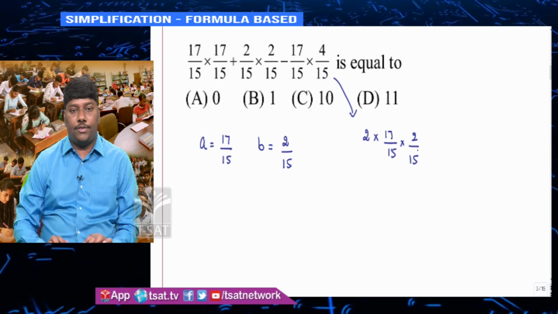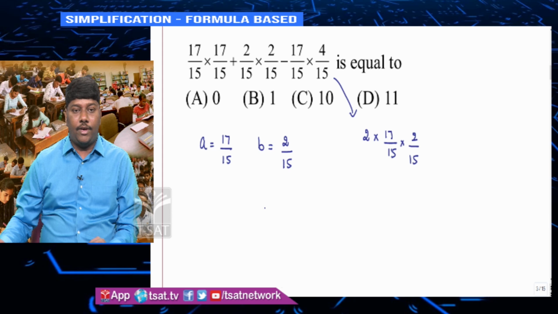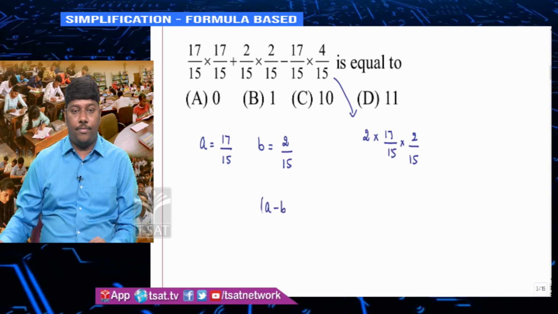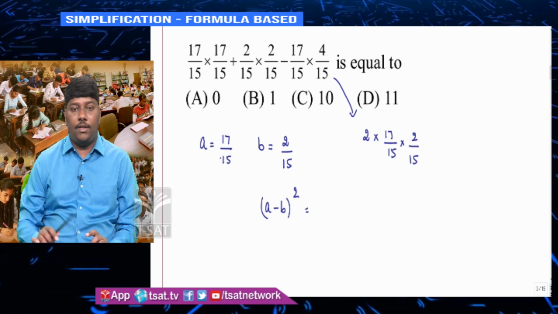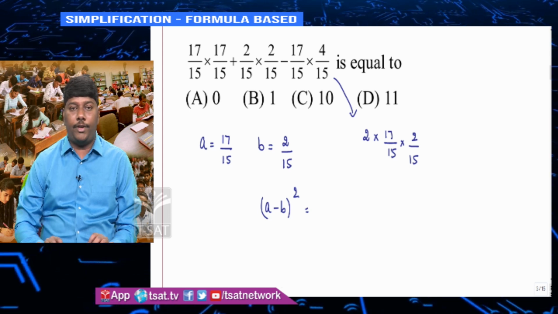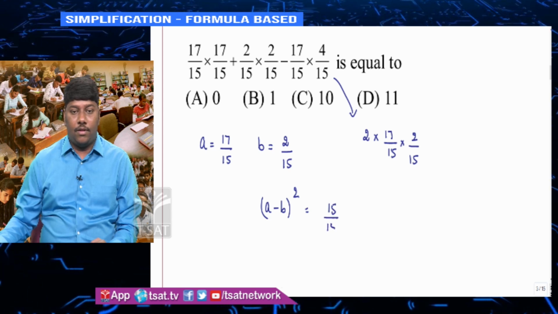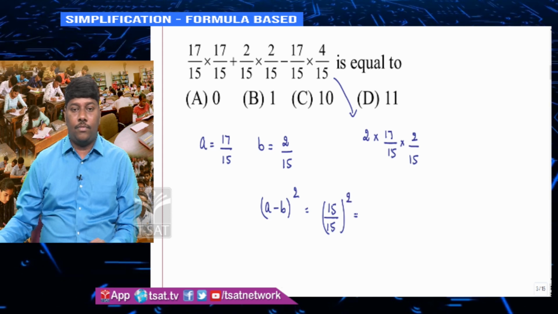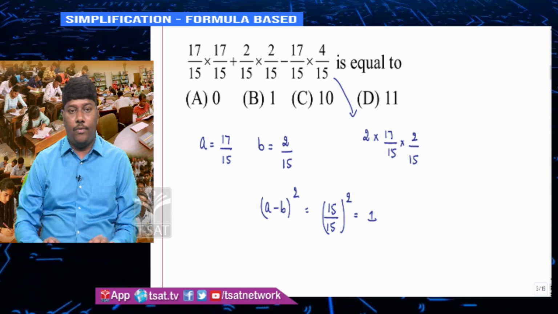So it's now simply based on a square plus b square minus 2ab. So what is a square plus b square minus 2ab? It's (a minus b) whole square. But what is a minus b? 17 by 15 minus 2 by 15 becomes 15 by 15. So what is 15 by 15? It's 1. 1 you do square or cube, it remains 1. So the answer for this question is simply 1.